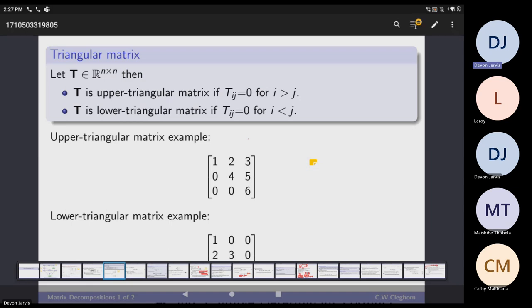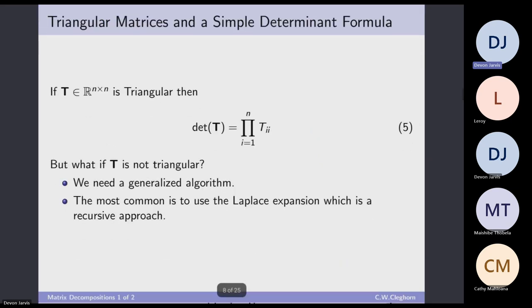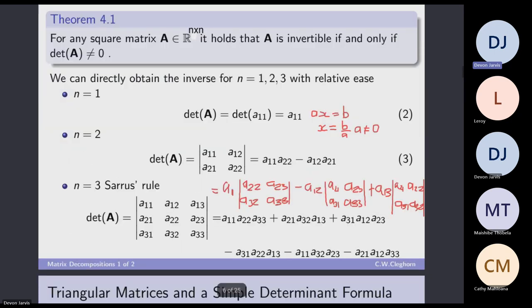Okay. So if you ever have a really full and really big determinant to calculate, sometimes it is a better idea to get it into row echelon form first. And then you just take the product of the diagonal, because in this case, that is how you get the determinant, right?